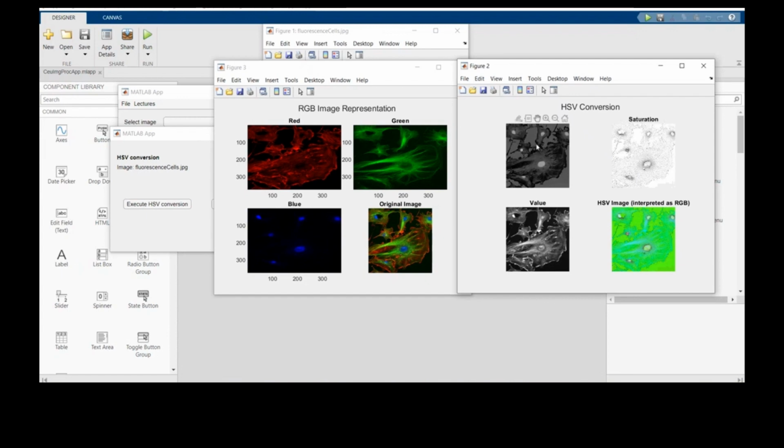And the hue is the angle between the red and your color. So these areas that are in the cell cytoplasm, so these areas that are red, they should have a small angle. And these areas that are blue or green, they should have a higher angle, and that's the case.